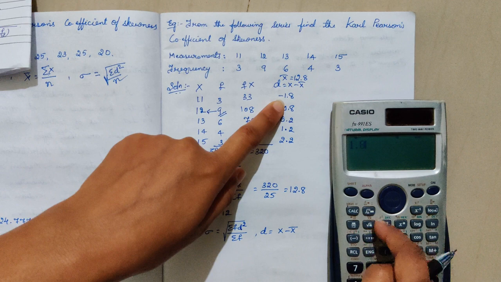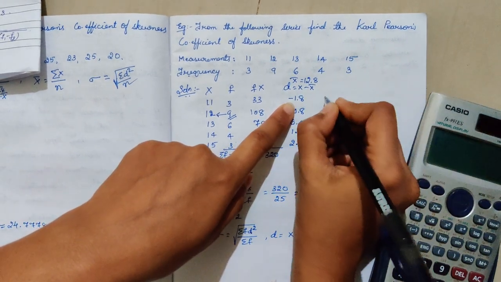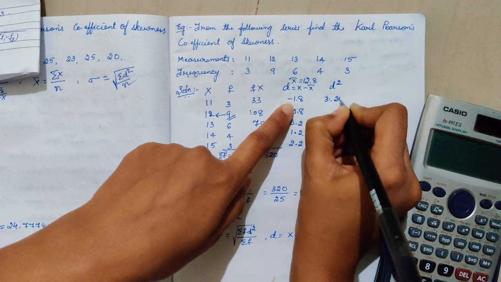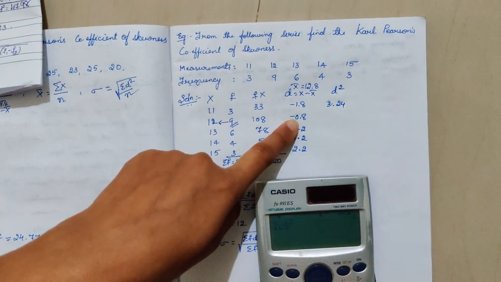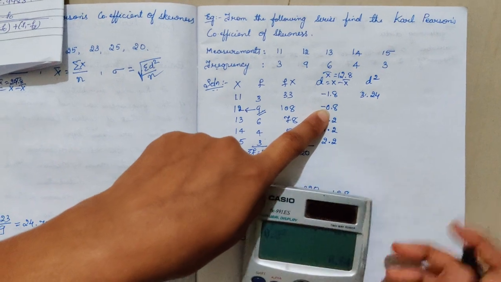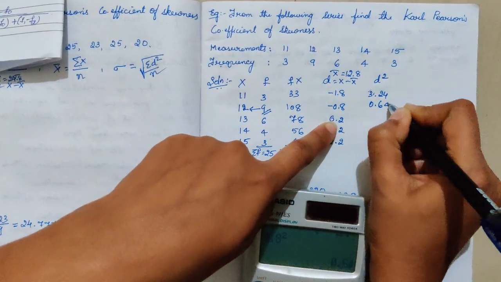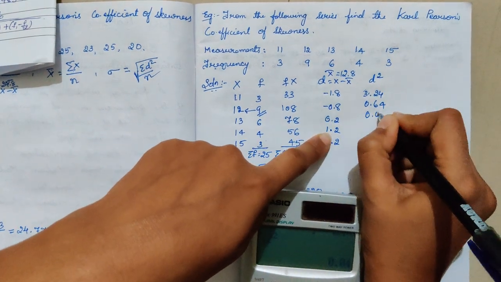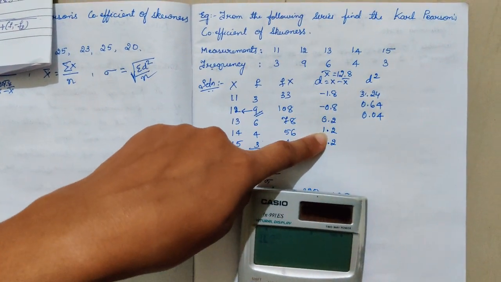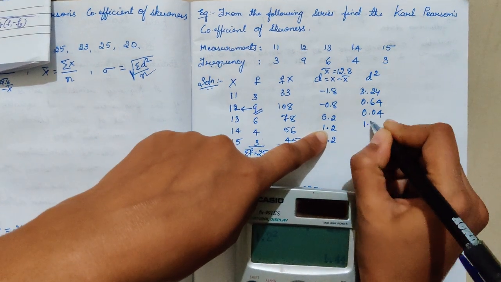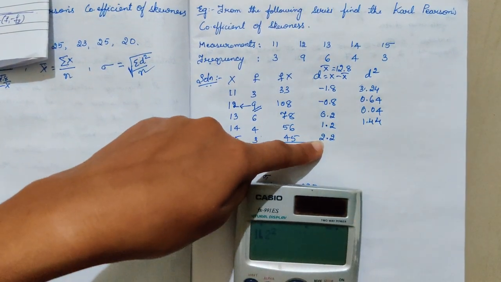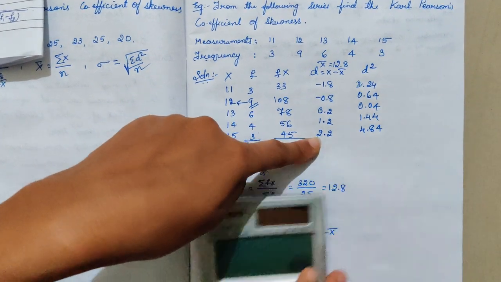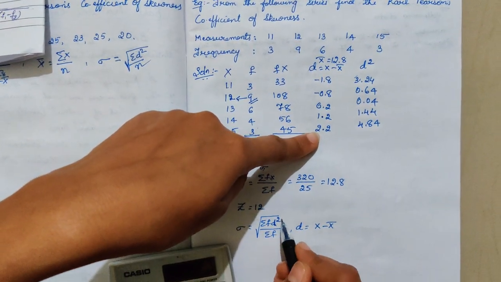Now we have to find its square. That is d square. 1.8 square is 3.24. 0.8 square is 0.64. 0.2 square is 0.04. 1.2 square is 1.44. 2.2 square is 4.84.